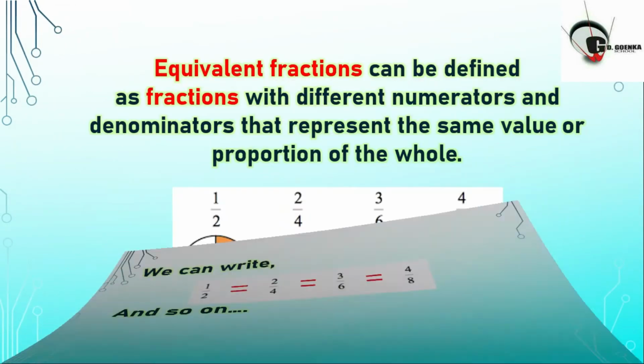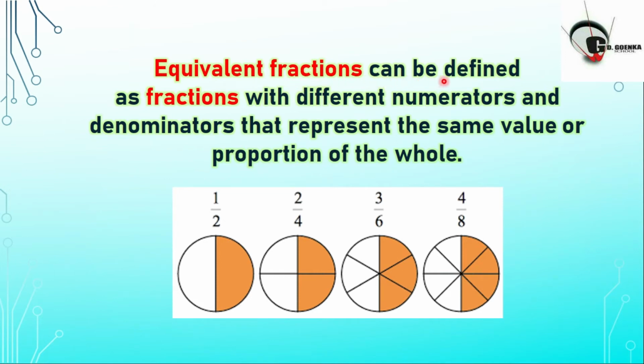Why? Because equivalent fractions can be defined as fractions with different numerators and denominators. You can see they have different denominators and numerators. Numerator is the top part, denominator is the bottom part. So the numerators are different in all cases and the denominators also are different in all cases, but they represent the same value or portion of the whole, because out of this whole it is representing this part, out of this whole it is representing this part. All shaded portions are equal, but the numerators and denominators are both different. So these are known as equivalent fractions.